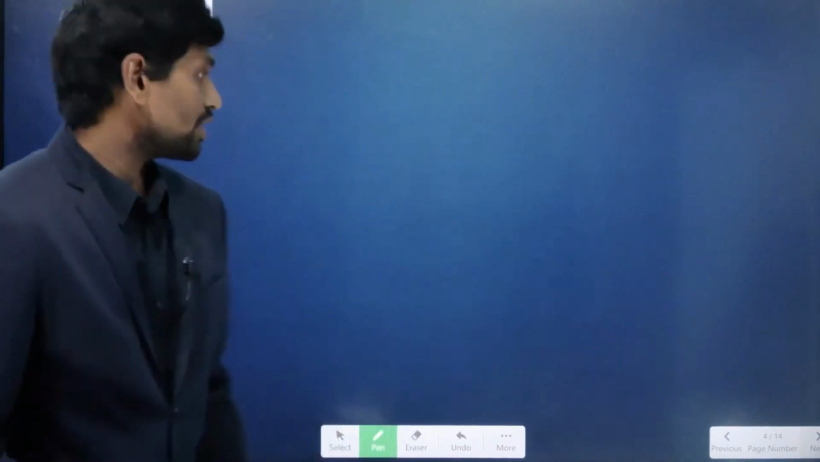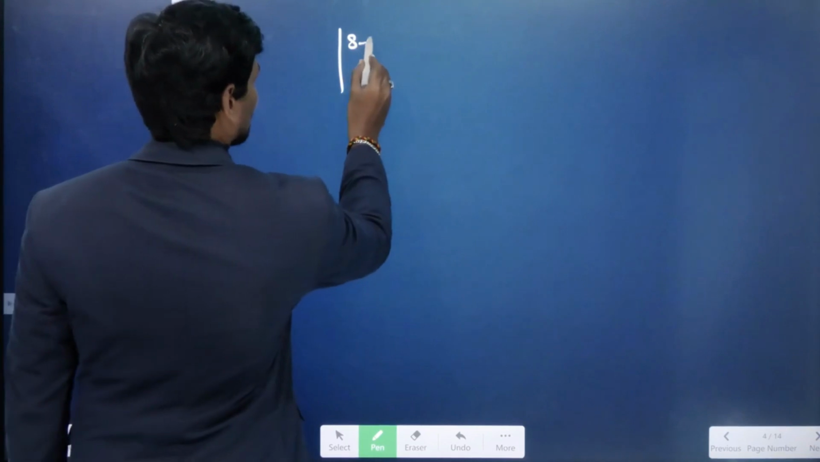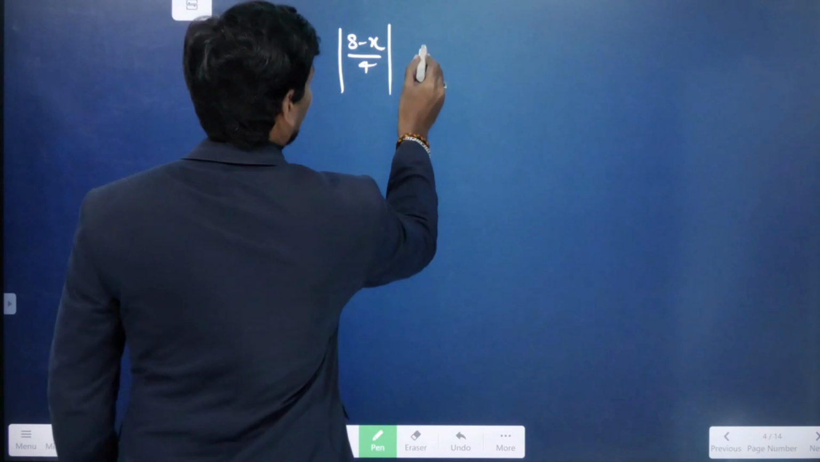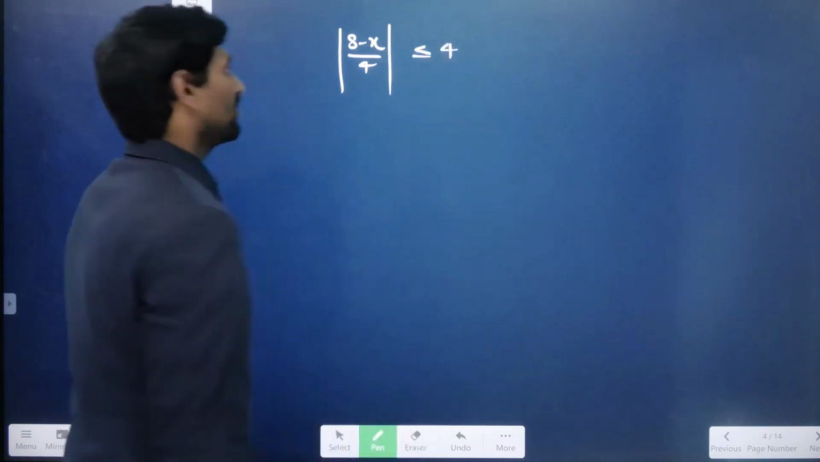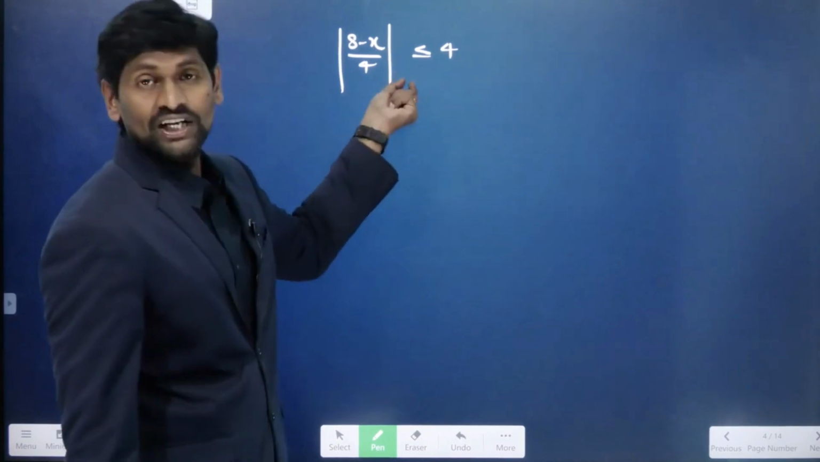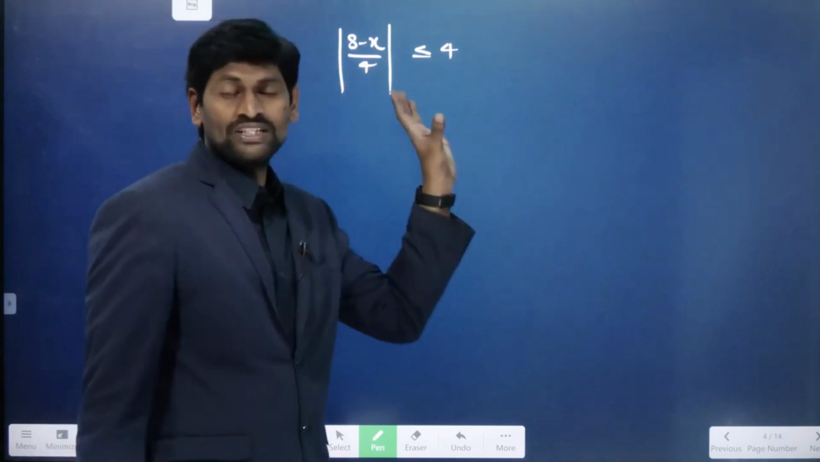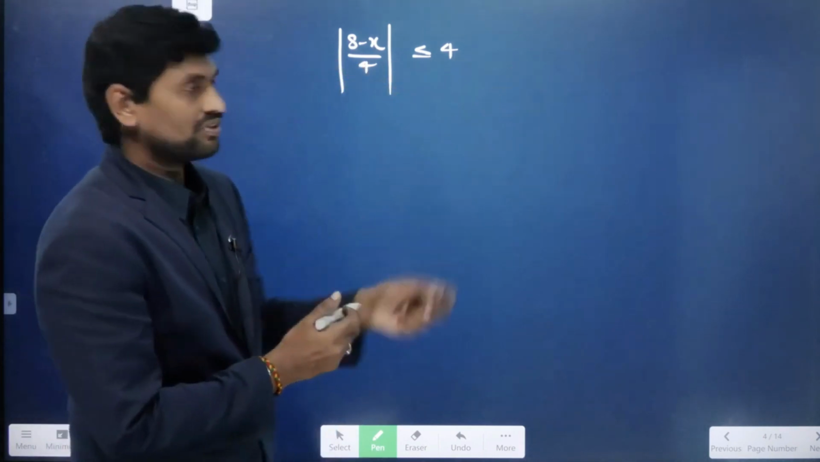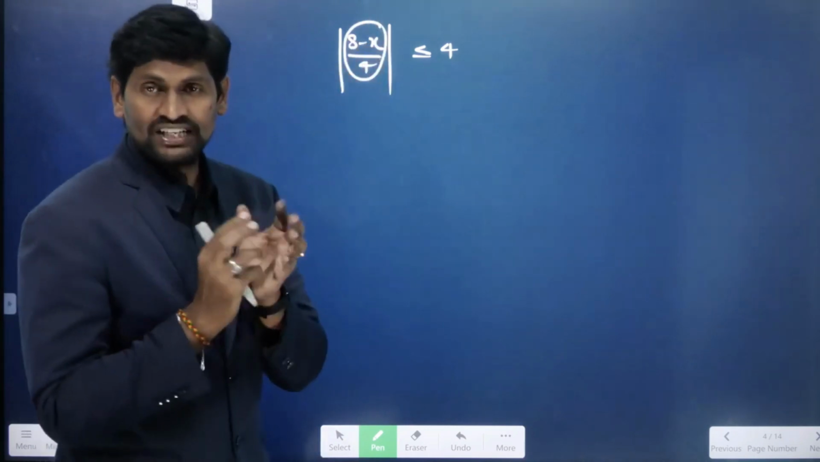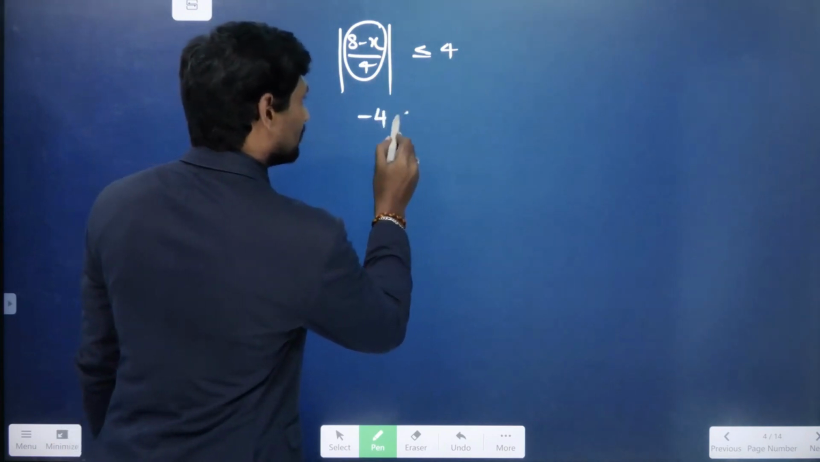So modulus of (8 minus x) by 4 is less than or equal to 4. Whenever you see the modulus, the absolute value, in inequality form of less than, we need to take that x lies between minus 4 and plus 4. Here x means the entire fractional part; this completely we have to consider as x. It lies between minus 4 and 4.